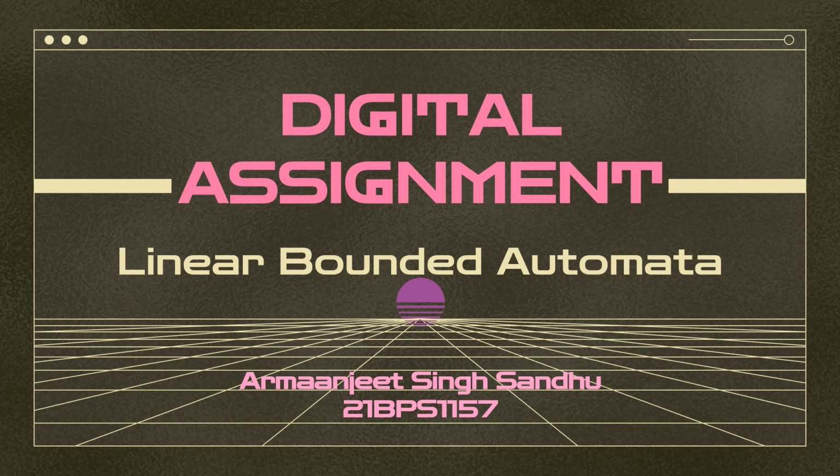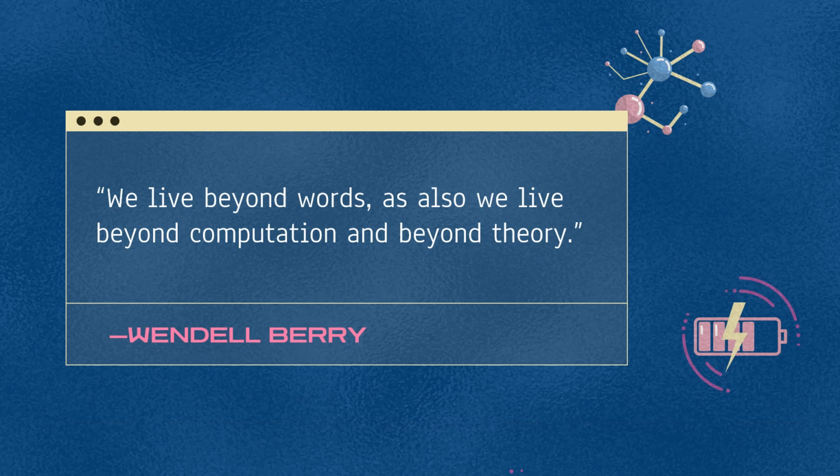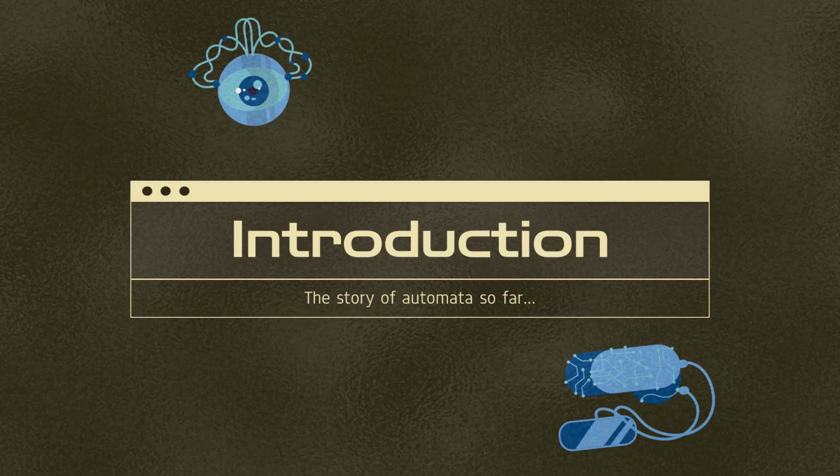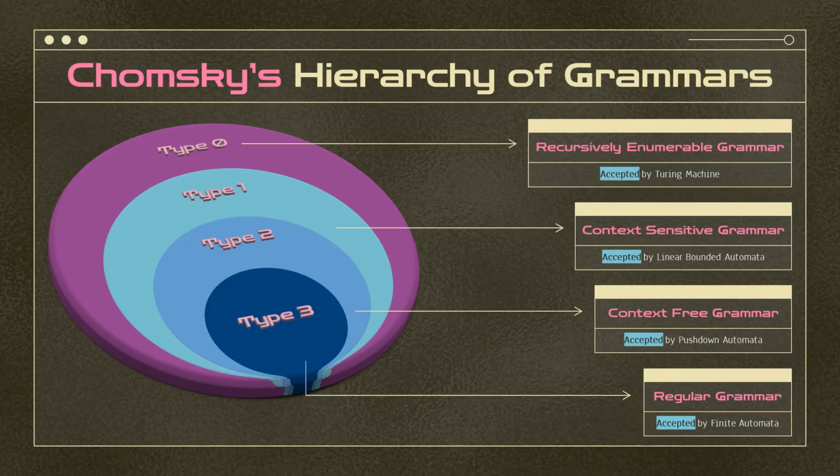In this presentation, we are going to discuss linear bounded automata. But first, let us go through a brief introduction to the various automata in the theory of computation. According to Chomsky's hierarchy, grammar is divided into four types as follows.